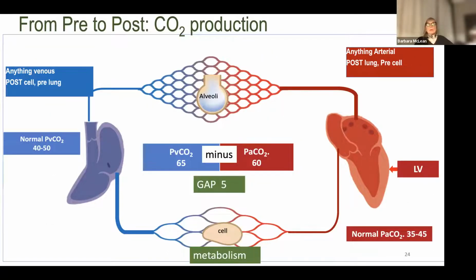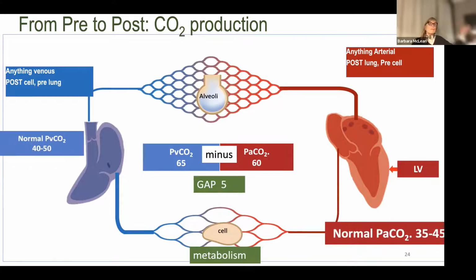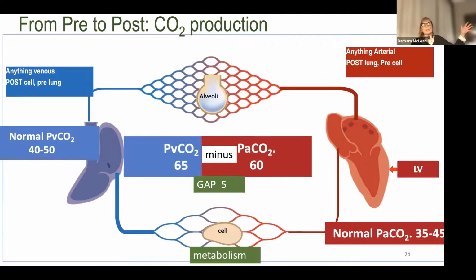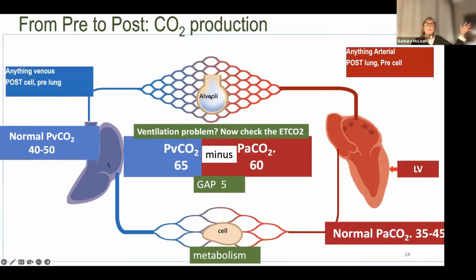Okay, so one more patient. PvCO2 is 65, PaCO2 is 60. Remember, normal PaCO2 is 35 to 45, normal PvCO2 is 40 to 50, and we have a very high venous CO2, but we also have a high arterial CO2. The gap is 5, sorry about that. So you have a high venous, high arterial, and a normal gap.